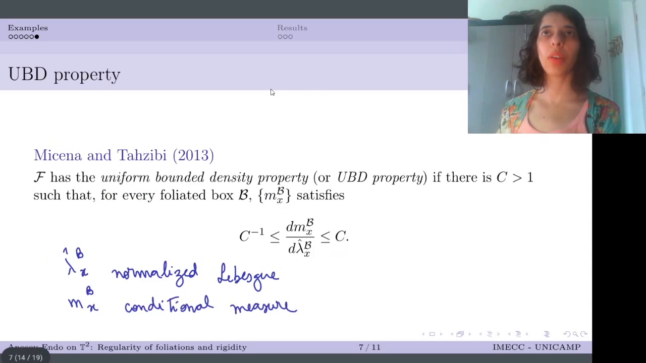Well, to give our rigidity results, I need to state this property about the regularity of the foliations. UBD stands for uniform bounded density, and it's a kind of absolute continuity, because this conditional measure is equivalent to the Lebesgue measure on the leaf. But not only are they equivalent, we have these uniform bounds here. This is a high regularity condition on the leaves.